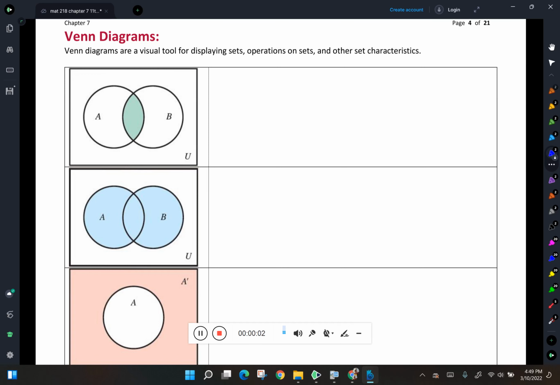All right, so here we go with the last part of section 7.1, Venn diagrams. What we're going to take a look at here is how we could use Venn diagrams to talk about those things we were just talking about: intersections, unions, and complements.